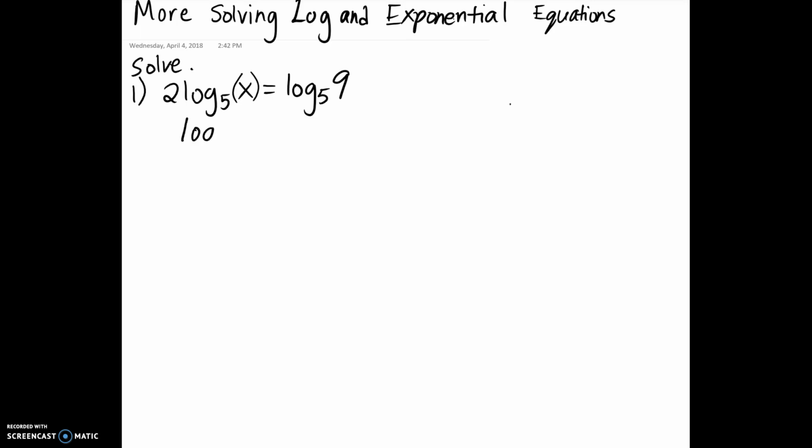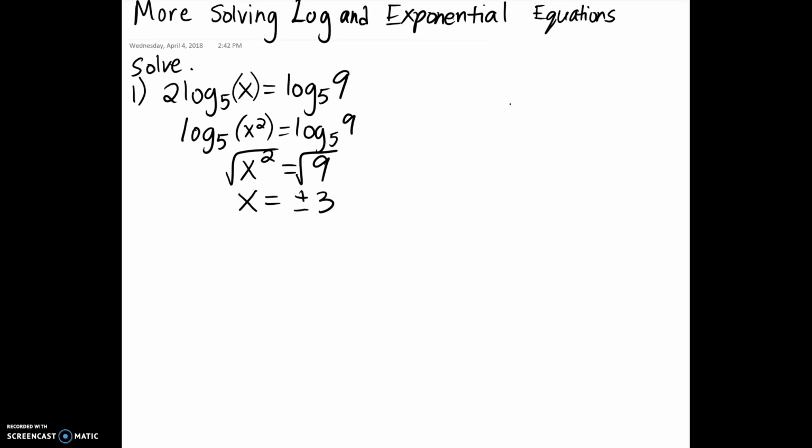I can start by bringing up the 2 as an exponent. Because they're both log base 5, I can then set the inside equal and solve. Now remember we have to be careful when we solve. This comes out to plus or minus 3 if we use this technique. But if I were to go back and plug into the original, it's very important for these to plug in the original and not any of the steps in between.